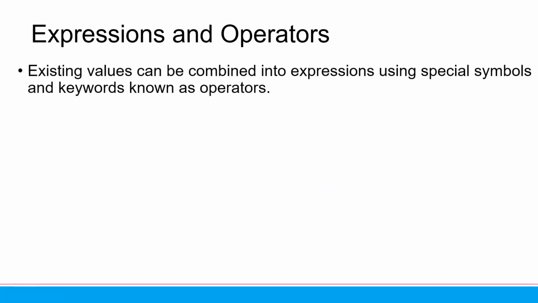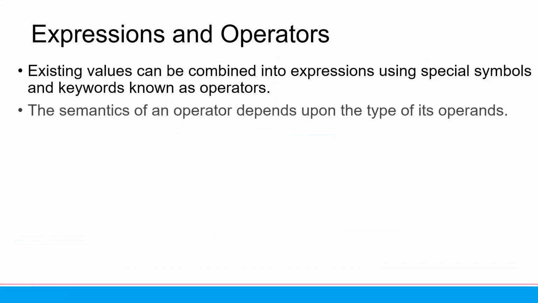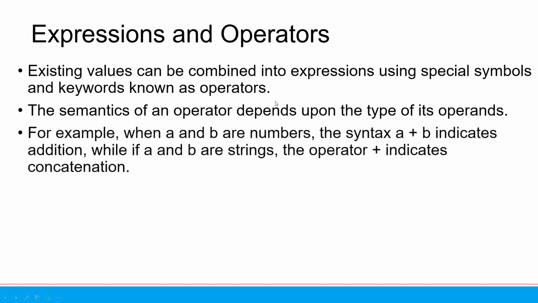Expressions and operators. Existing values can be combined into expressions using special symbols and keywords known as operators. The semantics of an operator depends upon the type of its operands. For example, when A and B are numbers, A plus B indicates addition. If A and B are strings, then plus indicates concatenation.